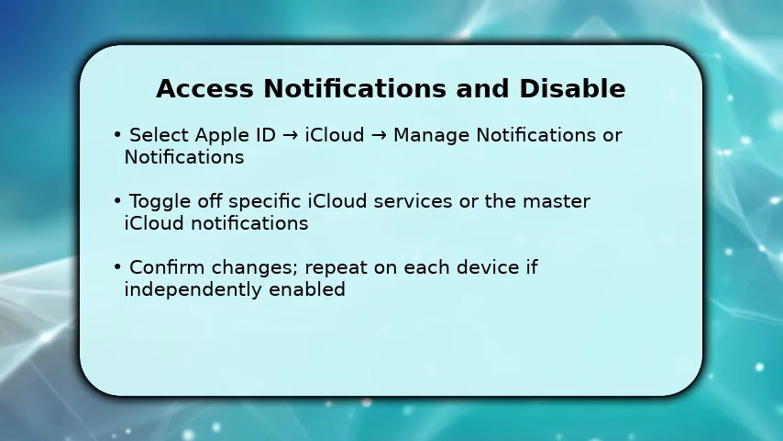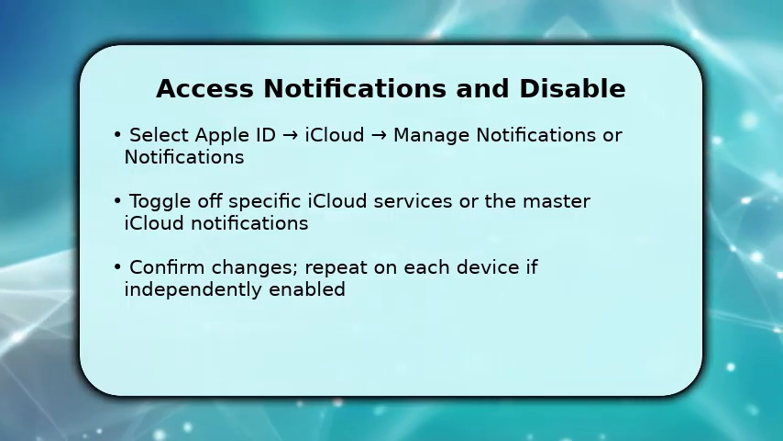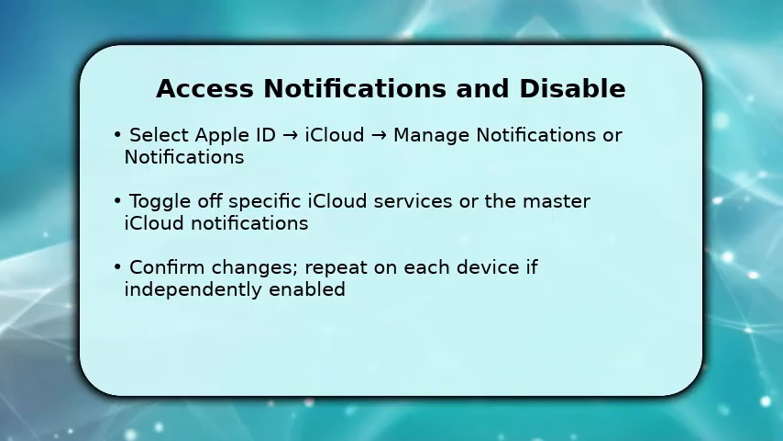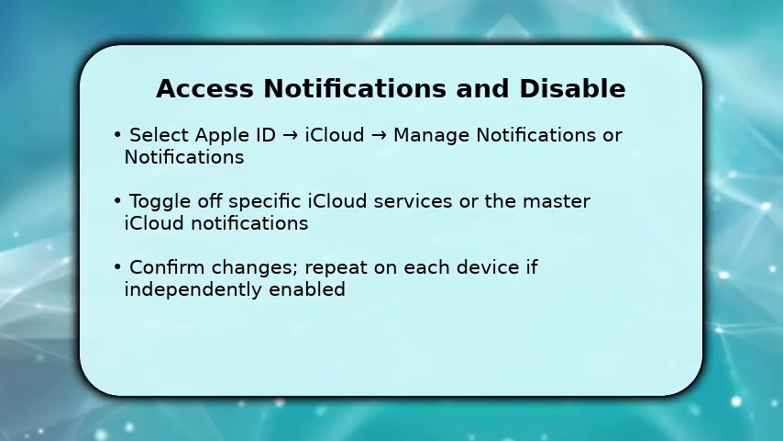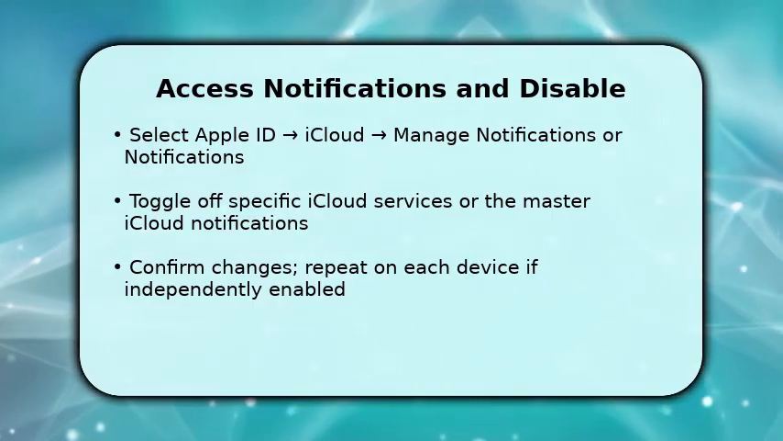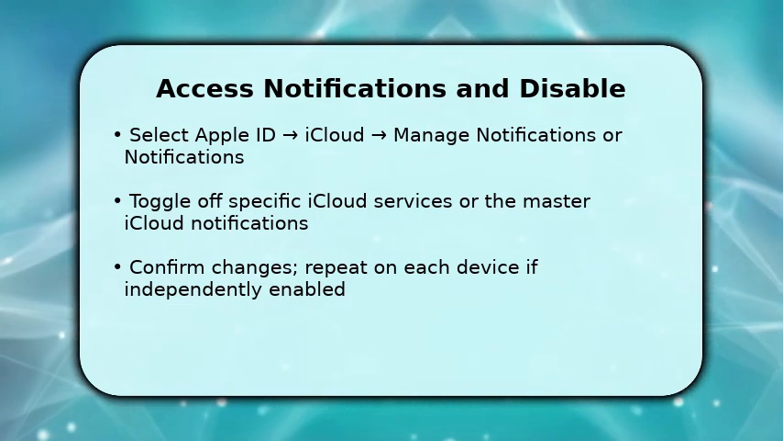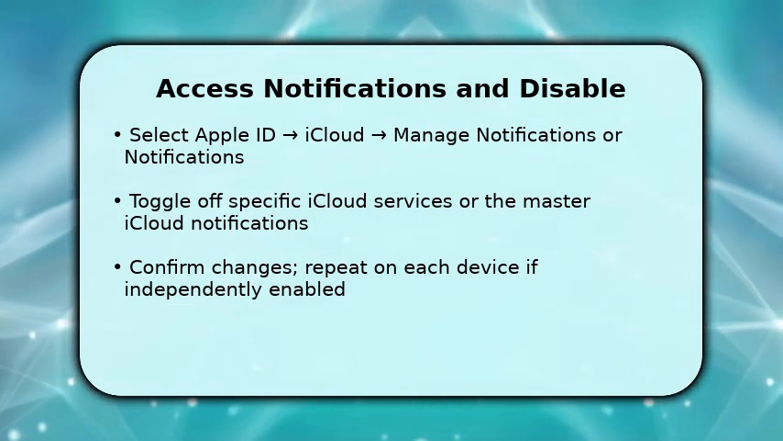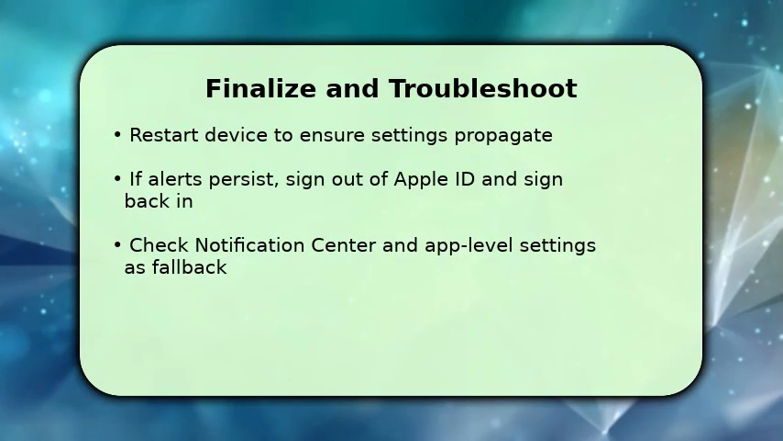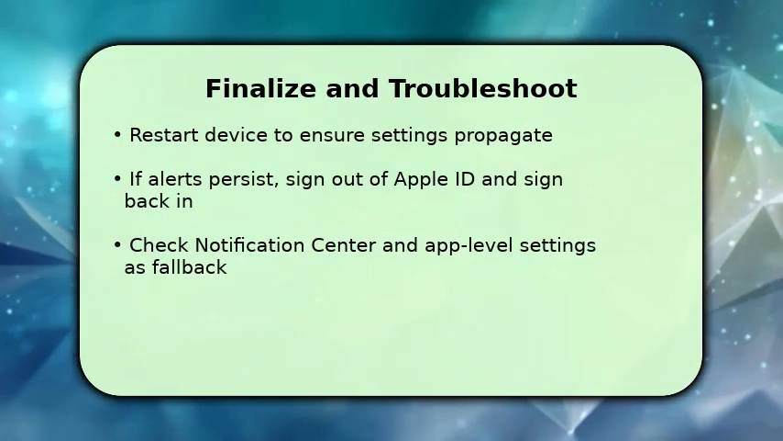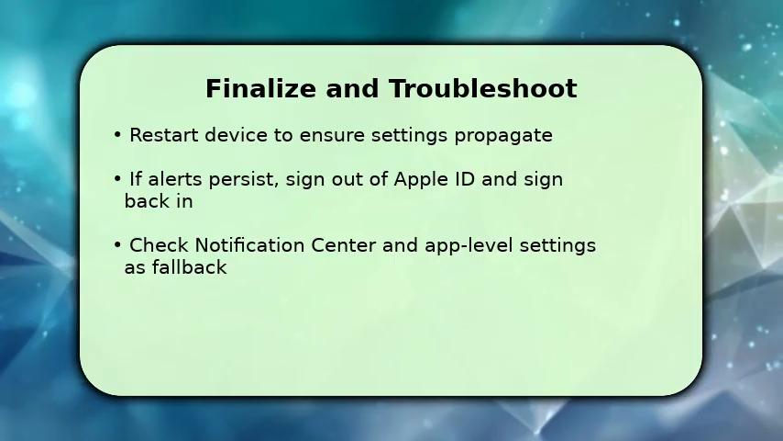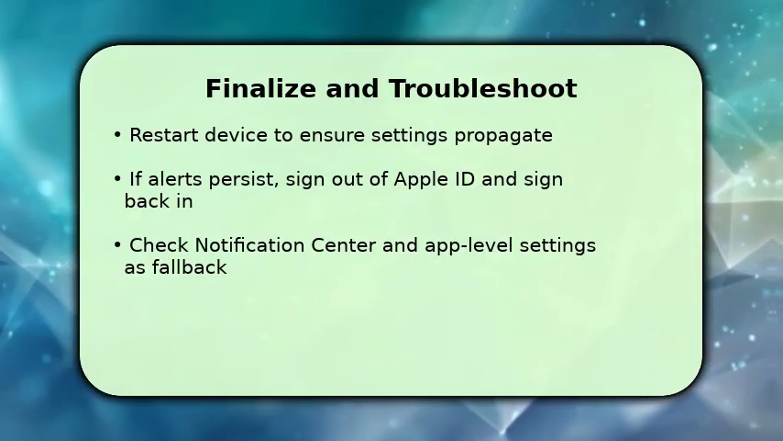Make the change and wait a few seconds for propagation. If you have multiple devices, make sure to verify each one, because sometimes device-level notification overrides persist until explicitly turned off. Finish by restarting your device so the Apple servers and local settings sync cleanly. Once restarted, check notifications in Settings to confirm iCloud alerts are gone.